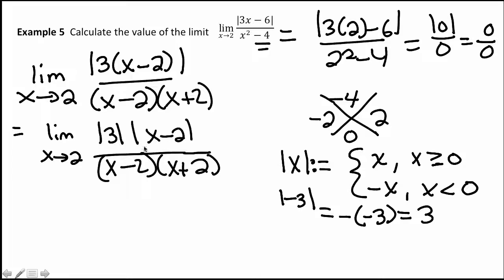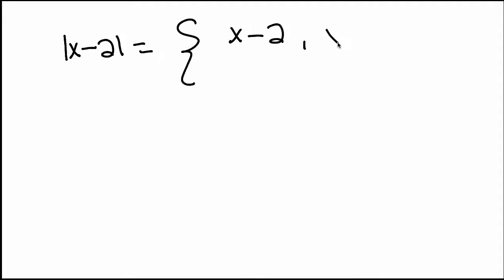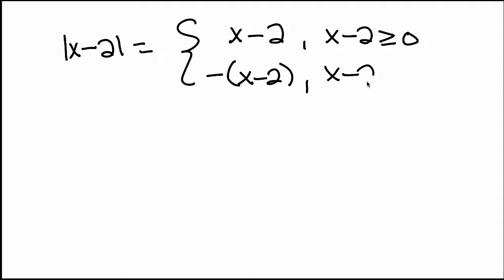So this is how you can consider an absolute value as a piecewise function. Now, how do we do x minus 2? I'm going to show you in a separate board here. Absolute value of x minus 2 we can consider to be x minus 2 if x minus 2 is greater than or equal to 0, or we can consider that to be the opposite of x minus 2 when x minus 2 is less than 0.